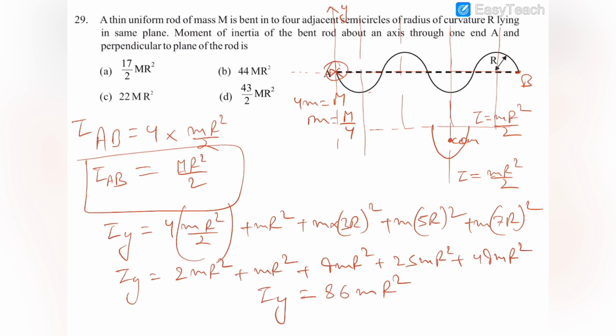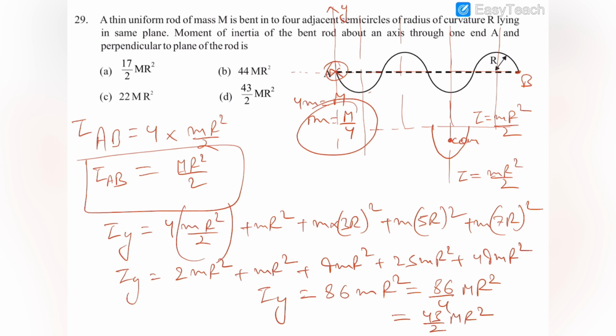Now we know that small m is M by 4, so it would be 86 by 4 mr square. So 86 by 4 is 43 by 2 mr square.